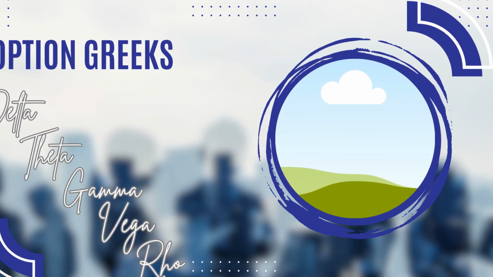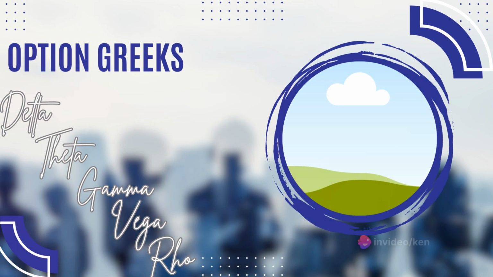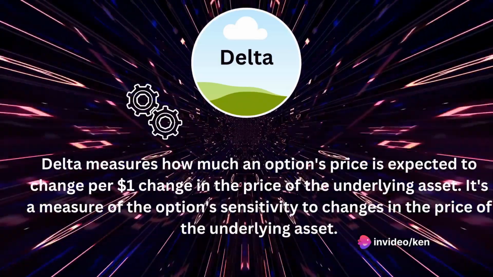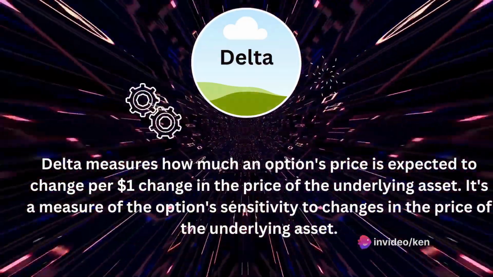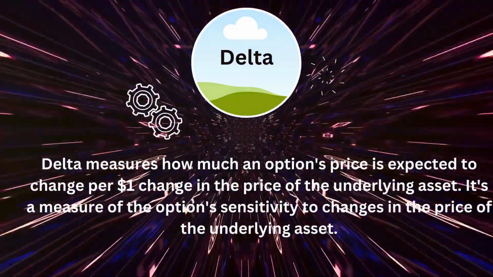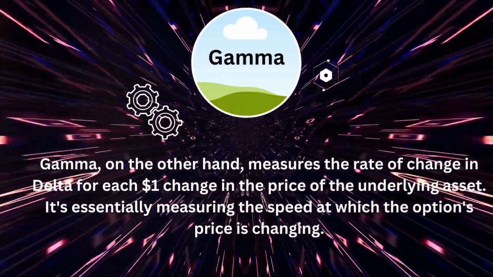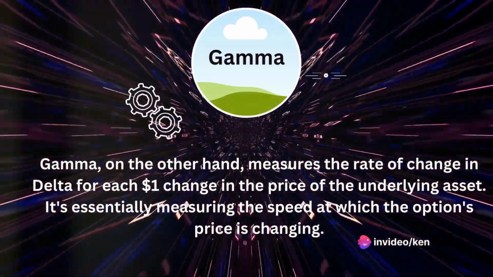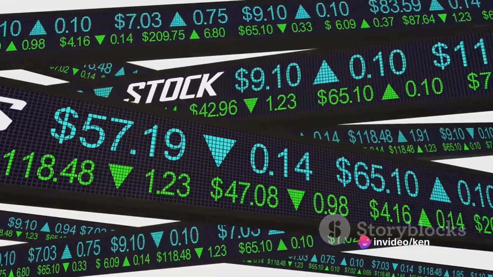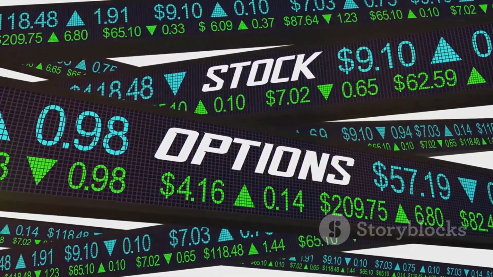These are used to assess risk and manage a portfolio of options. Delta measures how much an option's price is expected to change per $1 change in the price of the underlying asset. It's a measure of the option's sensitivity to changes in the price of the underlying asset. Gamma, on the other hand, measures the rate of change in delta for each $1 change in the price of the underlying asset. It's essentially measuring the speed at which the option's price is changing.